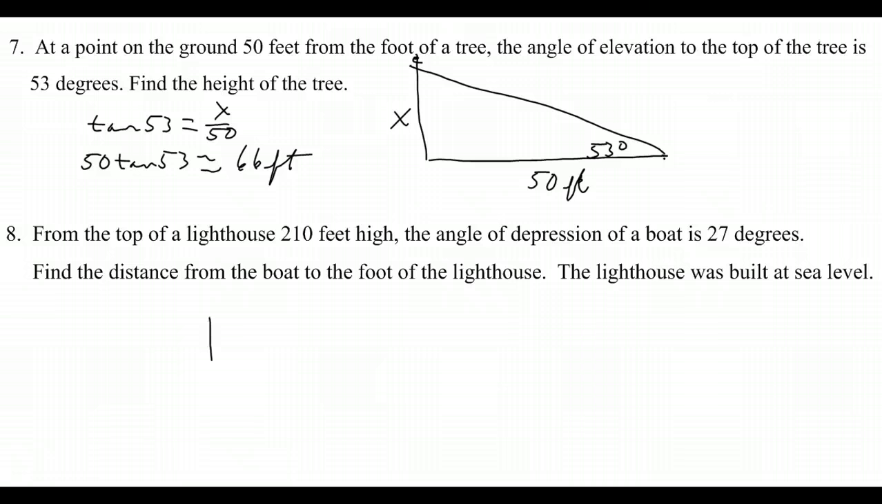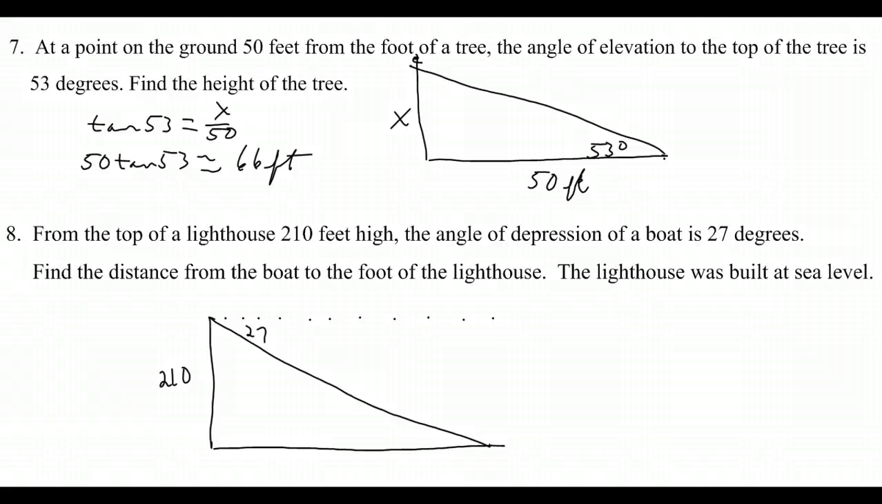From the top of a lighthouse, so I've got a lighthouse here from the top, and it's 210 feet tall. The angle of depression is 27. Remember, we measure angle of depression from a parallel to the ground, which means that this angle down here will also be 27, and I'm looking from the distance to the lighthouse at sea level.